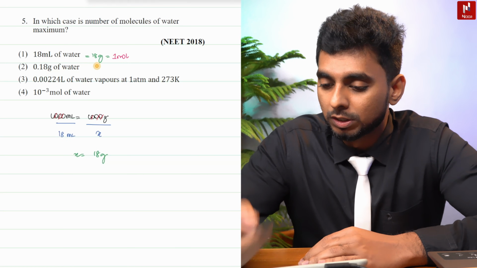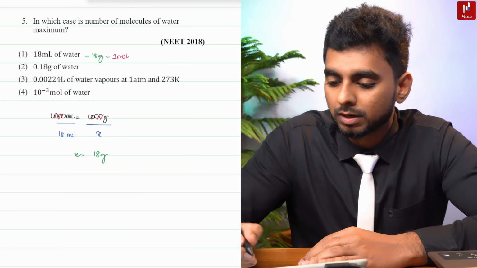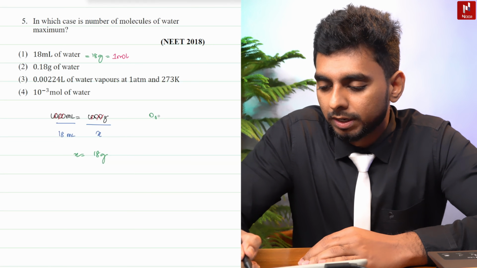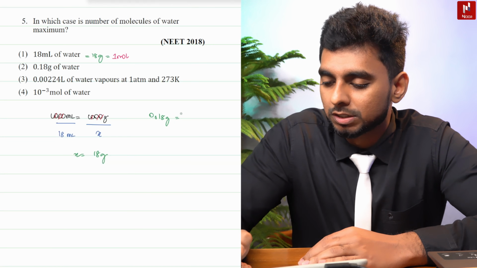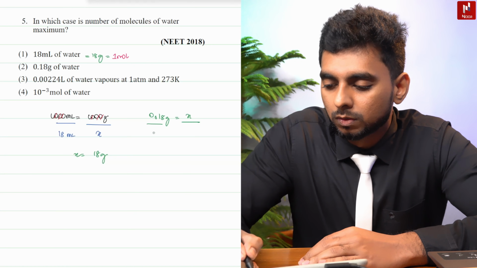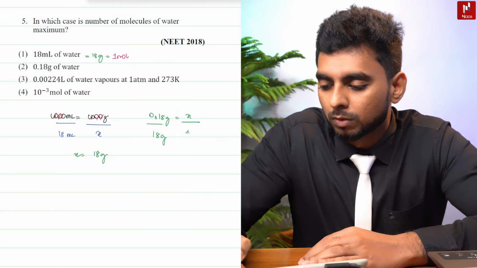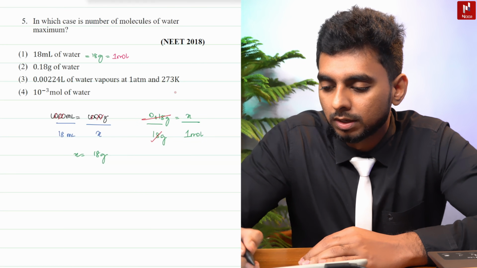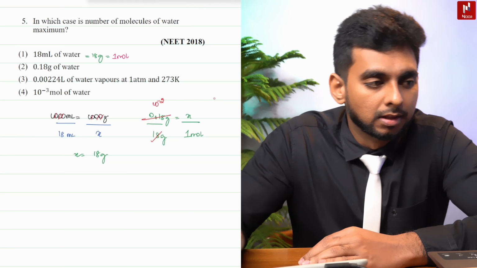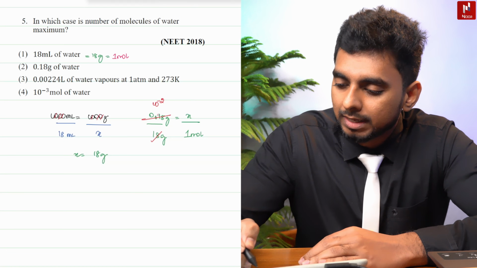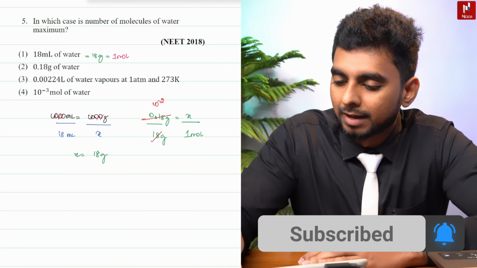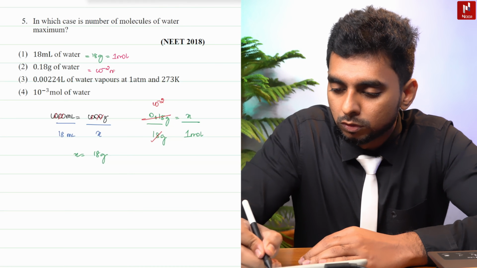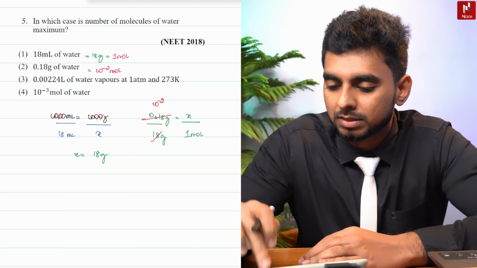Then they have given you 0.18 grams. So that's straight away one. Anyway, I'll just do it. Here you have 0.18 gram. That's what they're asking us to find, so that will be X. What I know is 18 gram will be equal to 1 mole, isn't it? If I do the solving, what will I get? 0.18 divided by 18 will give you 10 power minus 2, isn't it? Therefore, 0.18 gram will have 10 power minus 2 moles. That is obviously less when compared to option 1.